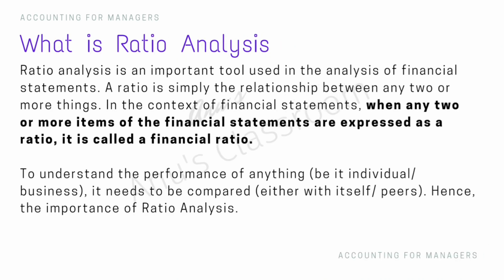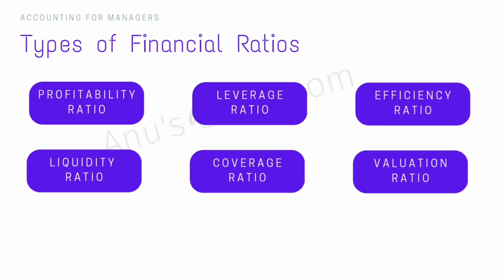So, what exactly is ratio analysis? Ratio analysis is an important tool that is used in the analysis of financial statements. A ratio simply means the relationship between any two or more things, right? In the context of financial statements, when any two or more items of the financial statements are expressed as a ratio, we call it a financial ratio. To understand the performance of anything, be it an individual or a business, it needs to be compared, right? Either it has to be compared with itself or with its peers. And that is the importance of ratio analysis, because it helps us in that comparison.